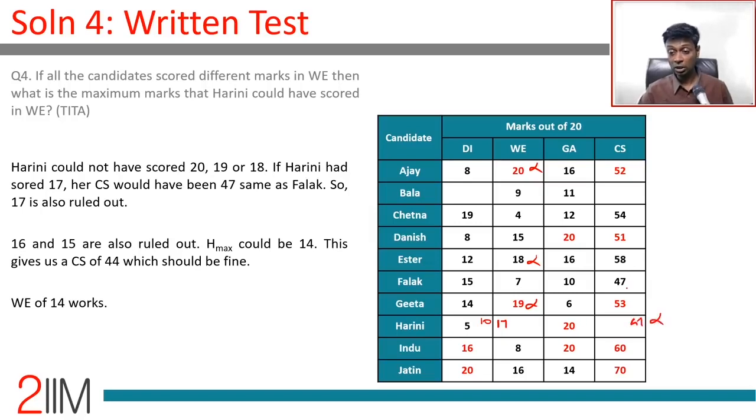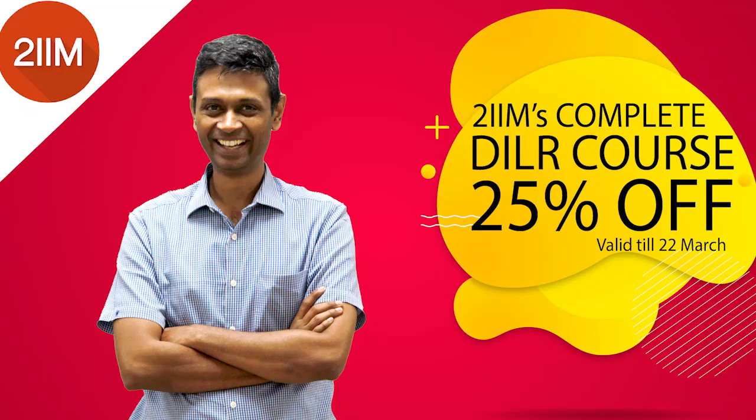Which is not possible because Falak has 47. So 17 is also ruled out. 16 is ruled out. 15 is ruled out. Maybe 14 will work. 14 gives us a composite score of 10 plus 14, 24 plus 20, 44, which nobody else has. That will work. So a WE score of 14 for Harini satisfies all the conditions given. That can work. A wonderful, wonderful set. Do try this set before you come to the solution part.